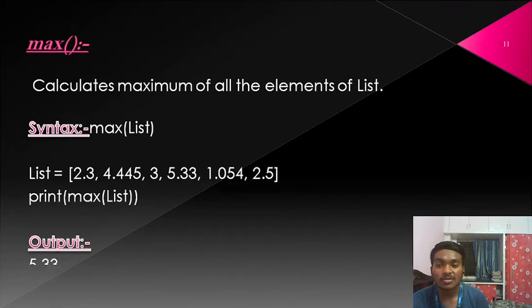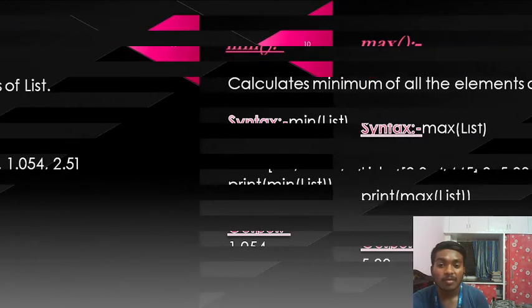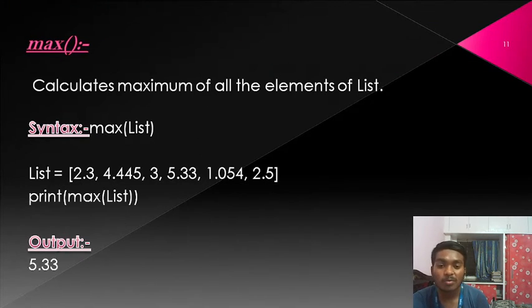Maximum function. It is the same as the minimum function, but the maximum function calculates the maximum of all elements present in the list. Syntax: maximum of list. Maximum is a function, not a method. When we use an object in the syntax, it is known as a method. Without using an object, it is known as a function. List is equal to 2.3, 4.445, 3, 5.33, 1.054, 2.5. Print maximum of list. Output is 5.33.